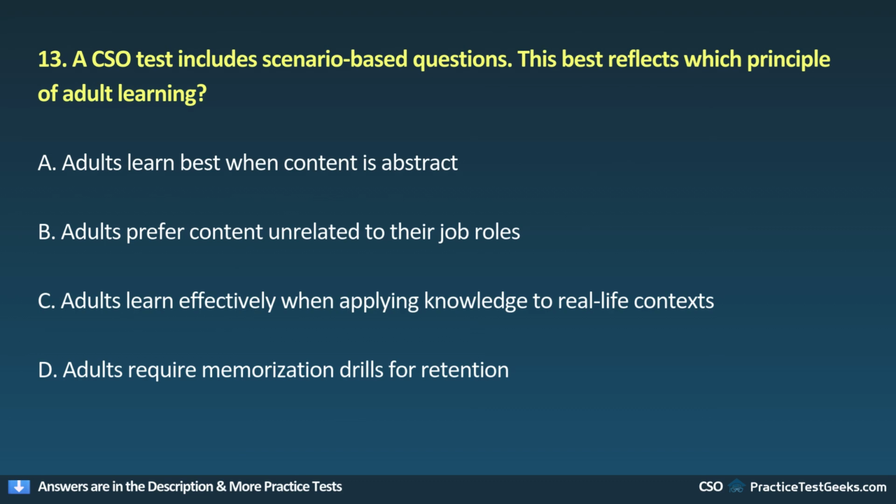13. A CSO test includes scenario-based questions. This best reflects which principle of adult learning? A. Adults learn best when content is abstract. B. Adults prefer content unrelated to their job roles. C. Adults learn effectively when applying knowledge to real-life contexts. D. Adults require memorization drills for retention.